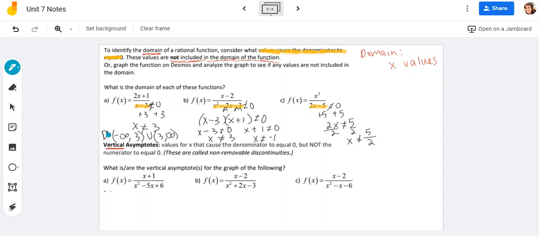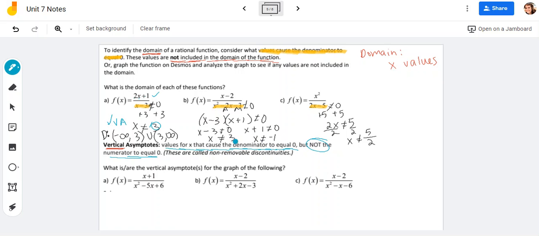This is very similar to how we find vertical asymptotes, because vertical asymptotes are values for x that cause the denominator to equal 0. So everything we just found could be a vertical asymptote, but we need to make sure that those values do not cause the numerator to equal 0. So if it also makes the top 0, then it is not a vertical asymptote. So we could go back and check our answers. If we take 3 and plug it in, 3 times 2 would be 6 plus 1. So that's okay. That's not going to make 0 in the top. So this is also a vertical asymptote.